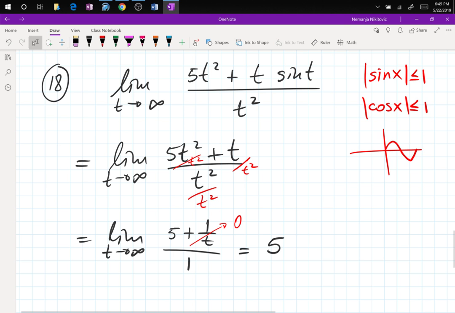That's why t over t squared becomes 1 over t. You cancel t, right? You were just testing me, right? To see if I know. Sure. Exactly.